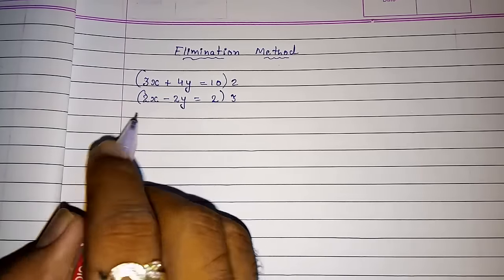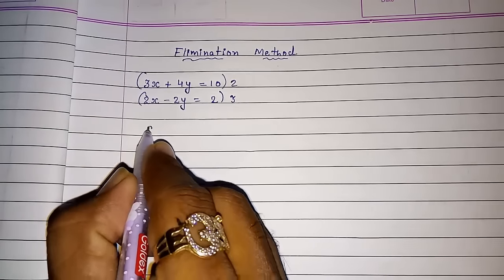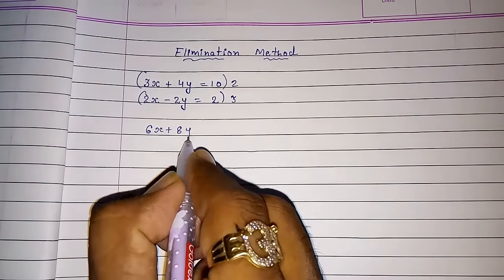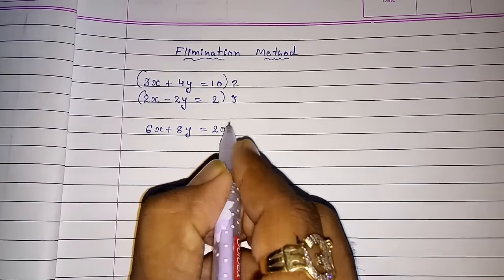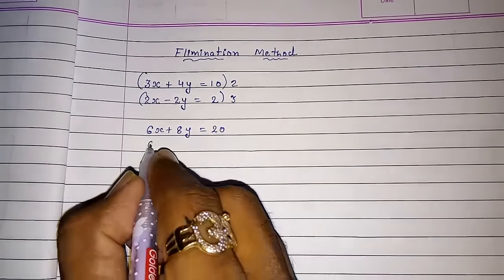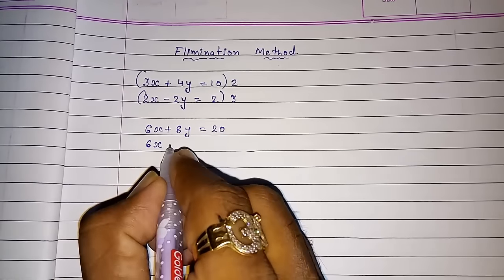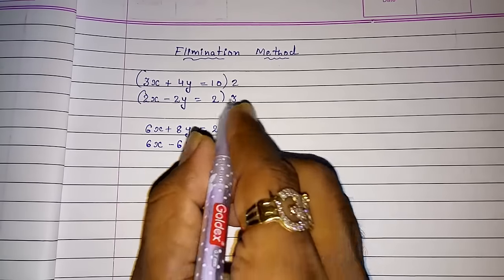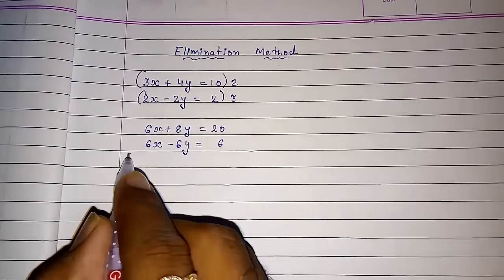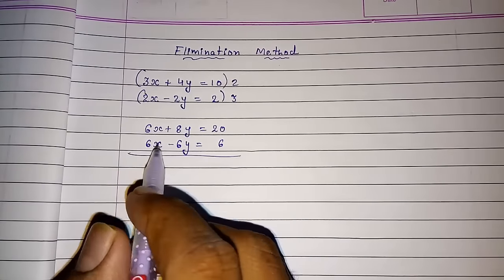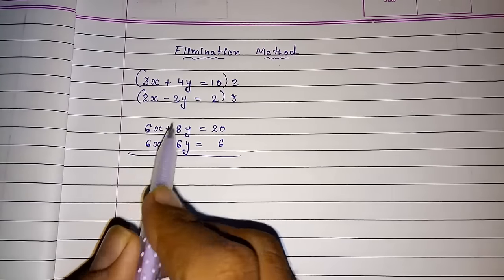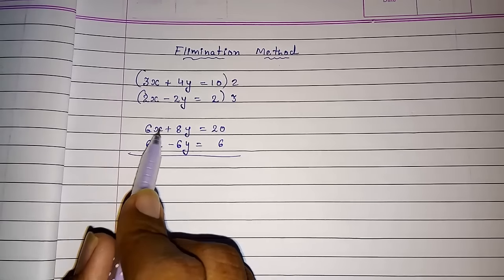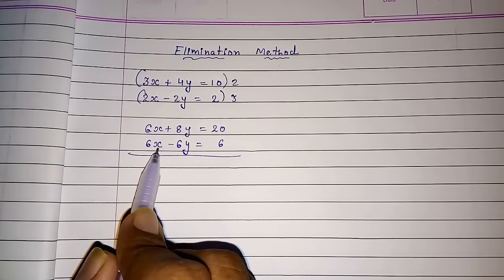So I am going to multiply now. 3 2's are 6x plus 4 2's are 8y equals 20, and then 3 2's are 6x minus 3 2's are 6y is equal to 3 2's are 6. Now we are going to add this. Actually, why are we adding? We are going to subtract it. We are not going to add it because 6x plus 6x will give you 12x.